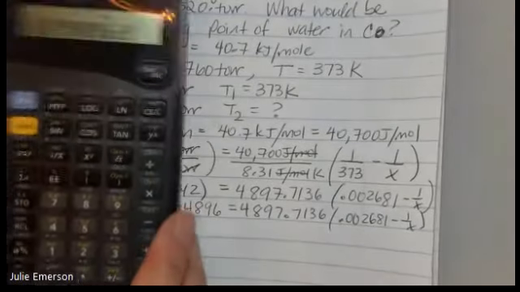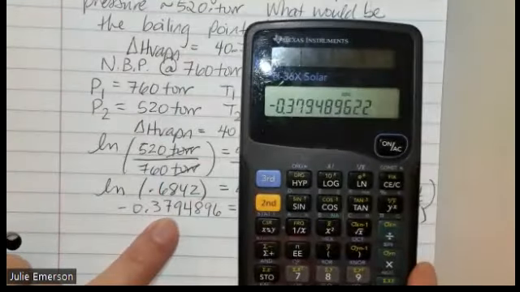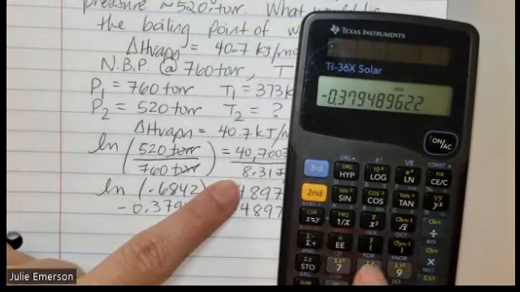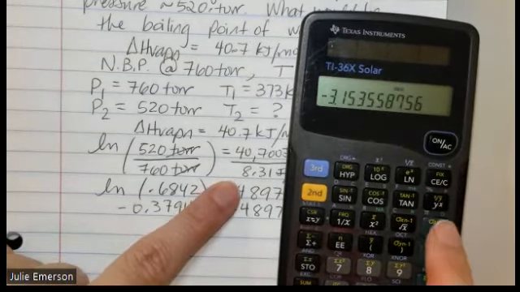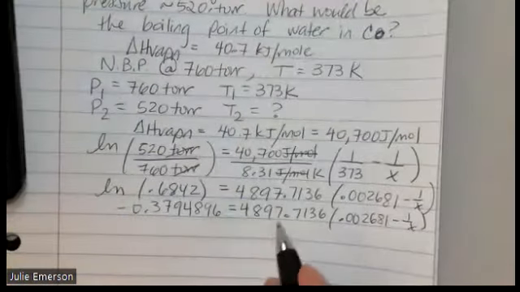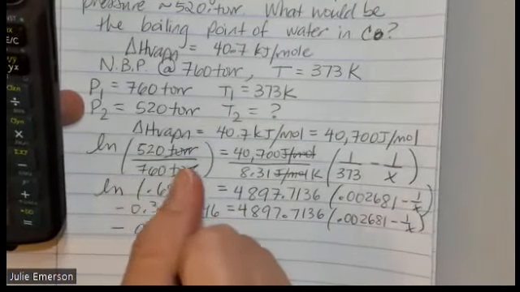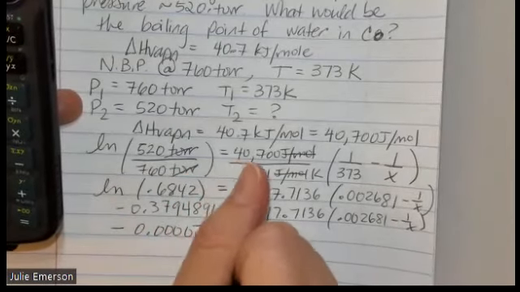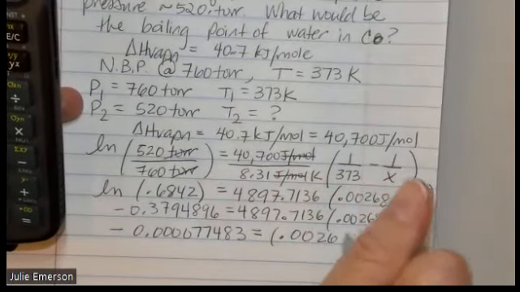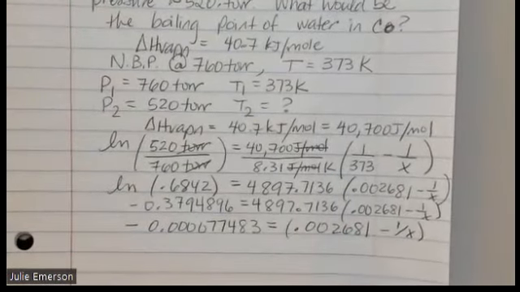All right. Now what I would do, because I have this answer right here in my calculator, the negative 0.3794896, is go back, cross multiply the 8.31, and then cross divide the 40,700. So basically I just moved this over here. So I have negative 0.000077483 is equal to 0.002681 minus 1 over x. All right, and we're solving for x.